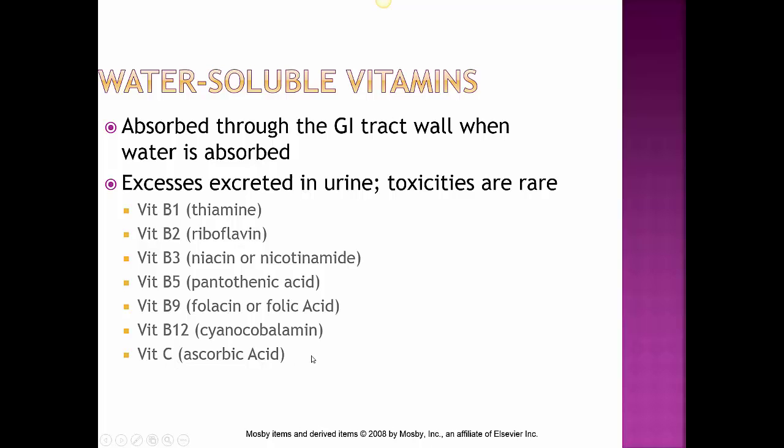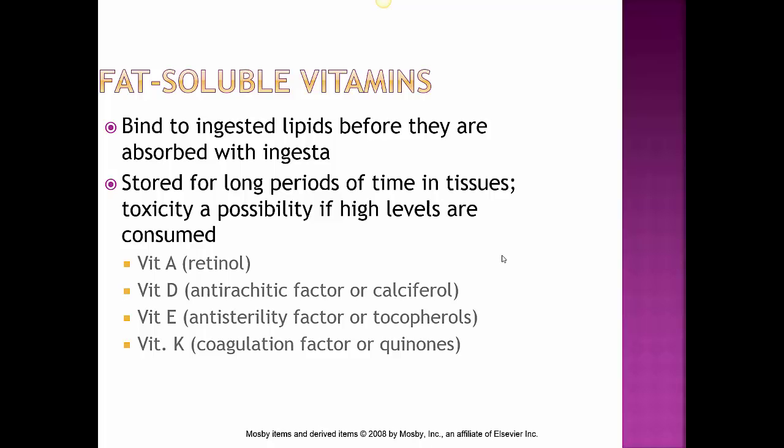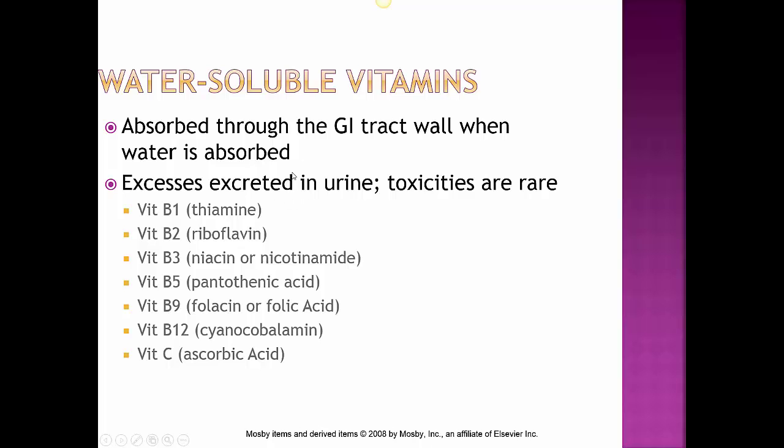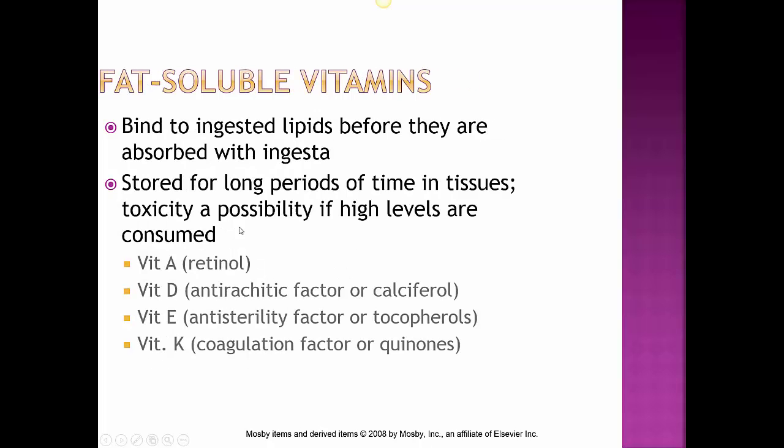Fat-soluble vitamins, when they're ingested, are bound to lipids when they're absorbed, and they're stored for a long period of time in the tissues. Water-soluble vitamins kind of circulate through. They're used in the cell and are constantly coming in, but excesses are excreted in the urine, and it's very rare to have a toxicity. It's also rare to have a toxicity in your fat-soluble vitamins, but it can happen. You can build up excessive levels and have toxicity. The most common one we see is toxicity from an excessive volume of vitamin D.